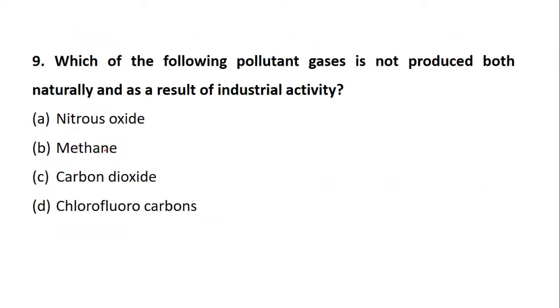Which of the following pollutant gases is not produced both naturally and as a result of industrial activity? They have given the list of gases. These gases are a combination of natural and industrial activity. Now, when we are talking about the list given below, which of them is the odd man out? Whether it is nitrous oxide, methane, carbon dioxide, or chlorofluorocarbon, the word not is given, so be careful for that. In short, you have to find the odd man out. Yes. Hydrogen is also called a future gas.